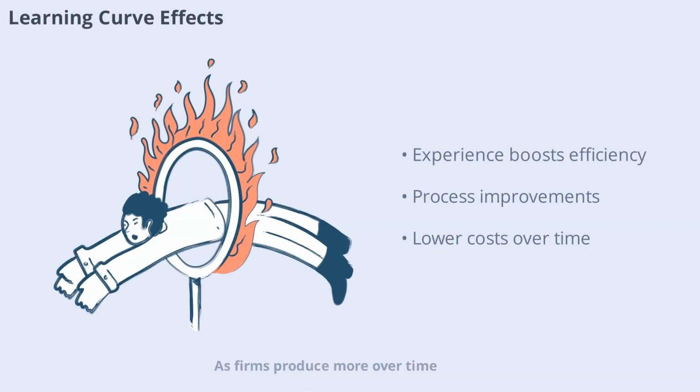As firms produce more over time, they often become more efficient due to learning curve effects. Workers gain experience, processes are refined, and mistakes are reduced. These improvements can further lower costs, reinforcing the benefits of economies of scale.